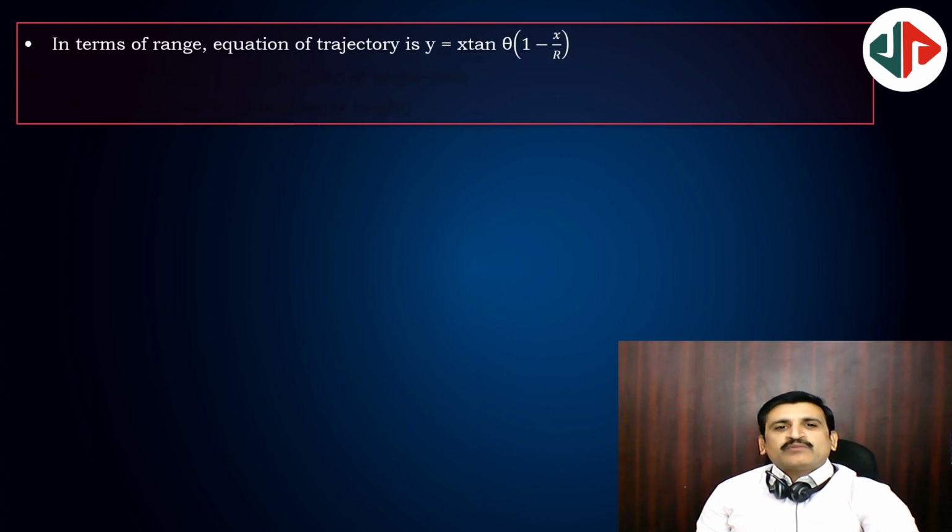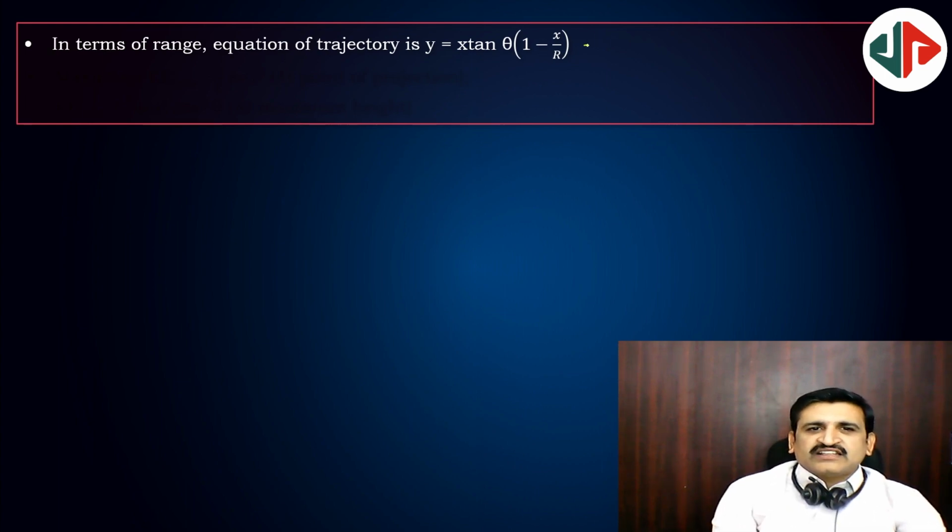Next, you can put pause and you can observe again. Don't feel that sir is going on the slides very fast. You can just pause and observe those pages. Points in terms of range: equation of trajectory y = x tanθ (1 − x/R). Or people will write it like this: x(1 − x/R) tanθ. Some people will write like this.